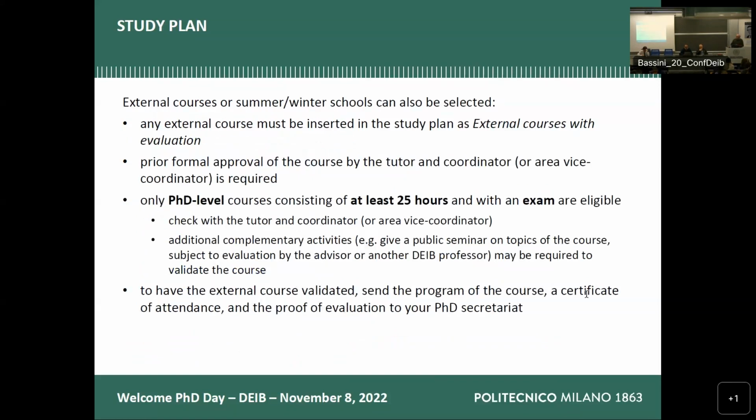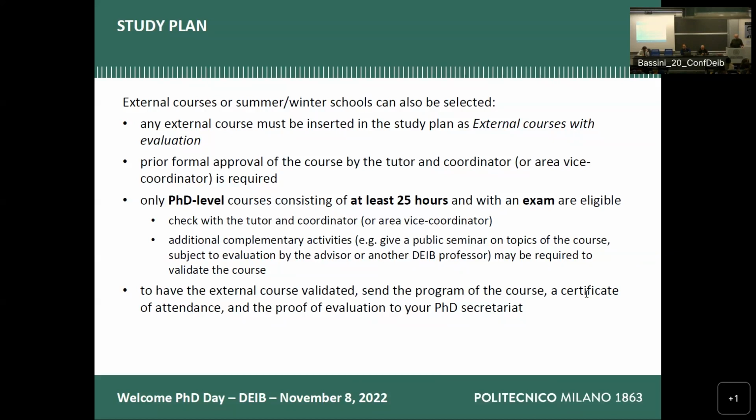If you want to follow an external course, or a course that is not inside the proposal that your PhD program provides, then you can, of course. You have to enter in the study plan a specific name, which is called external courses with evaluation. That is for all external courses or summer and winter schools. And for each of these courses, you will have to get approval by your tutor and the coordinator, who has to know which type of external course you will be following.